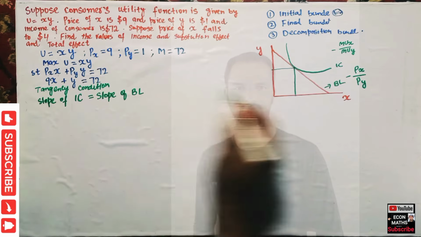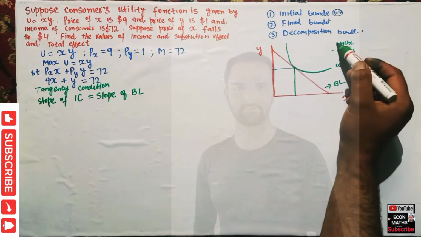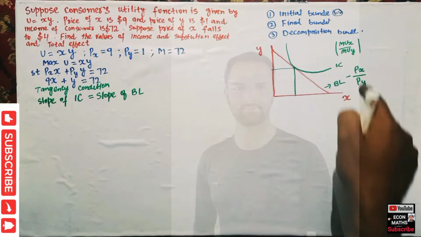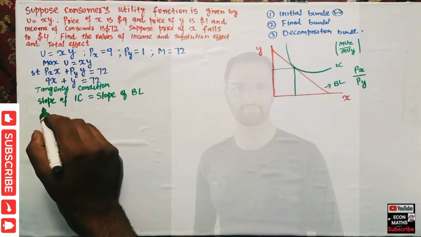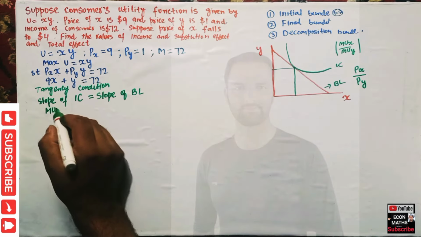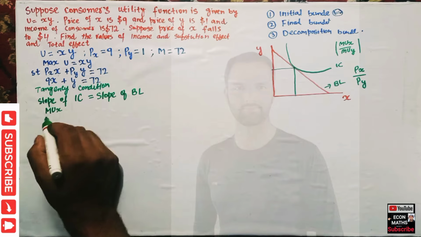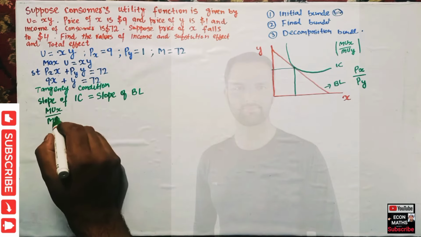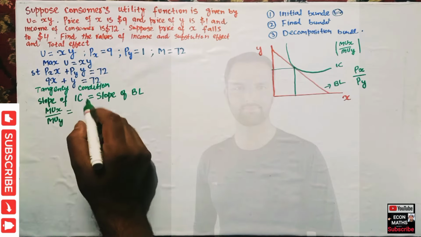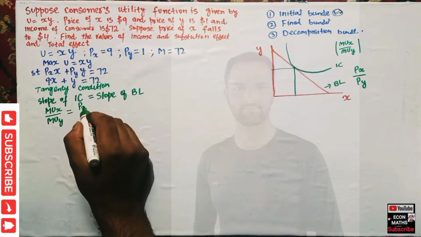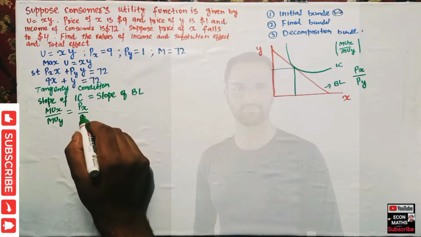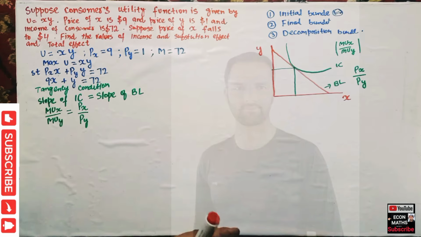That means, if we take the absolute value, we take only positive values for the sake of simplicity. That means the marginal utility of good x upon the marginal utility of good y should be equal to the ratio of the prices, that is price of x upon price of y. This is our tangency condition.